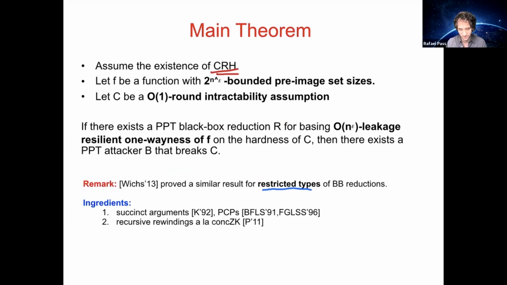Today, we actually have several types of proofs of security or proofs of reductions that make use of the leakage functions in a non-black box way. So our result removes this restriction and deals with reductions that also use the leakage in a non-black box way. I won't go into any details on how we show it, but there are just two ingredients that are interesting to point out here. We rely on succinct arguments and PCPs as a crucial ingredient. And additionally, in order to deal with all types of reductions, we also rely on this thing called recursive rewinding that originated in the context of concurrent zero knowledge proofs.